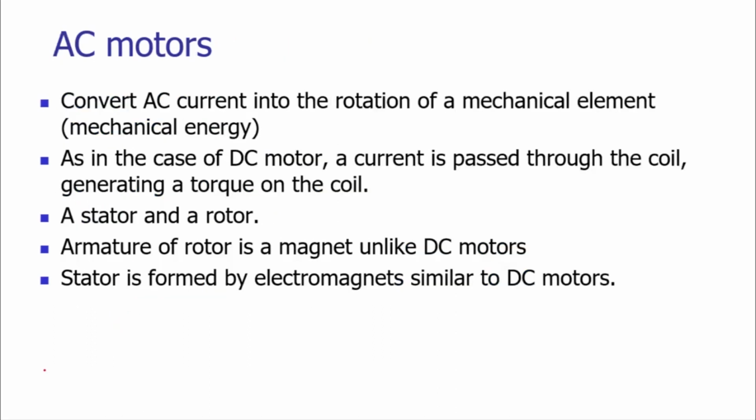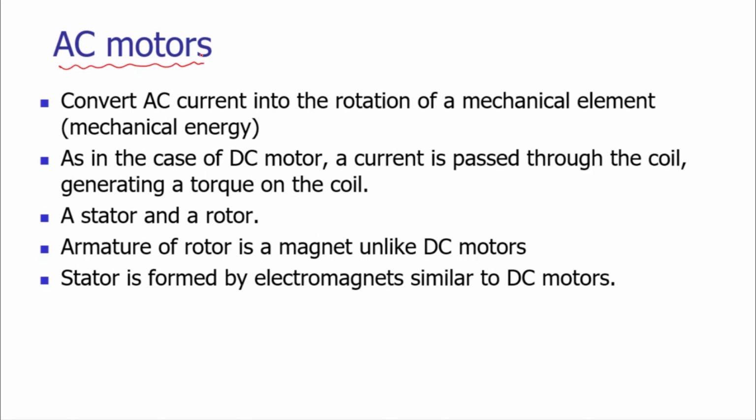The next important electric motor is the alternating current motor. The alternating current motor, that is AC motor, converts the alternating current into the rotation of a mechanical element. So instead of using direct current or direct voltage, we are using alternating current with certain frequency, and that alternating potential which we are applying would be converted into mechanical motion.